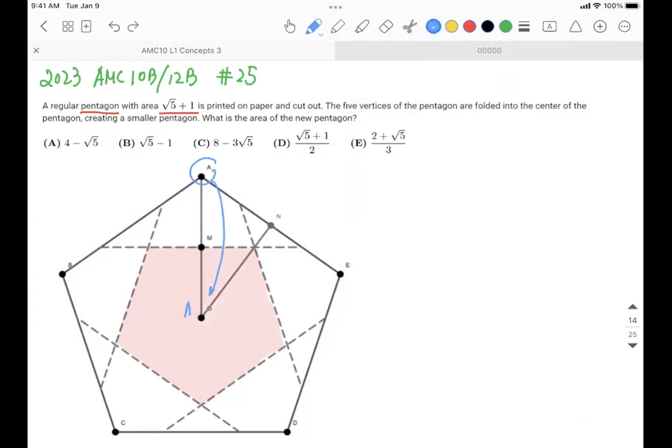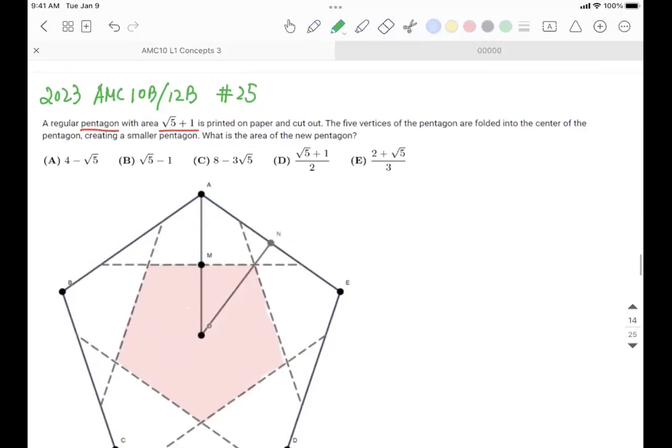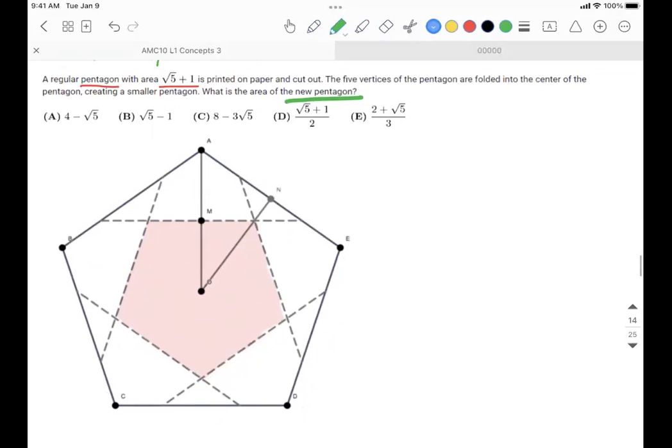With all this information, the question is asking you, what is the area of the small pentagon? Again, I think just use whatever we just introduced. Regular pentagons are similar to each other, right? Therefore, the small pentagon over the big pentagon will be the similarity ratio's perfect square, right?